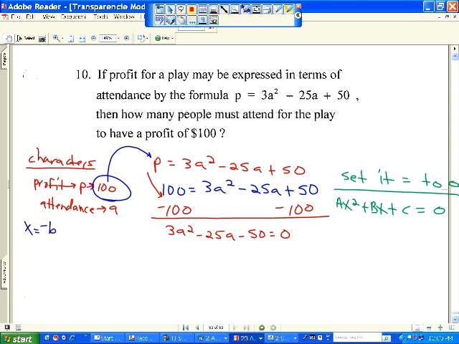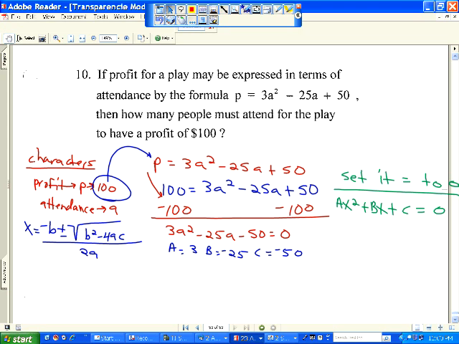The opposite of b plus or minus the square root of b squared minus 4ac all over 2 times a. So my a is 3. My b is negative 25. My c is negative 50. Be sure and carry the minus as a sign there.